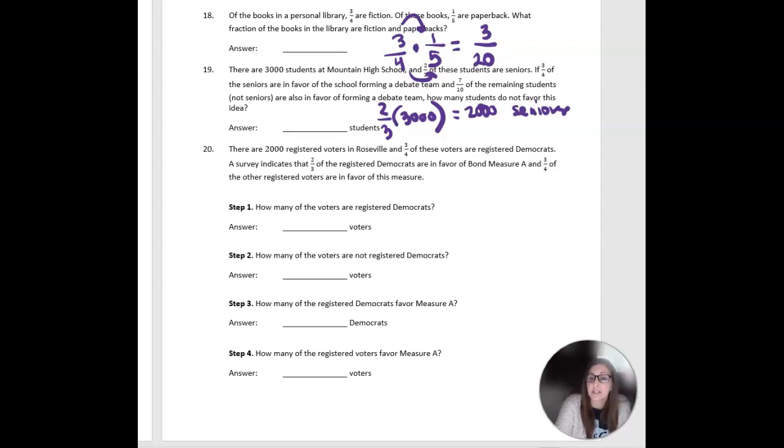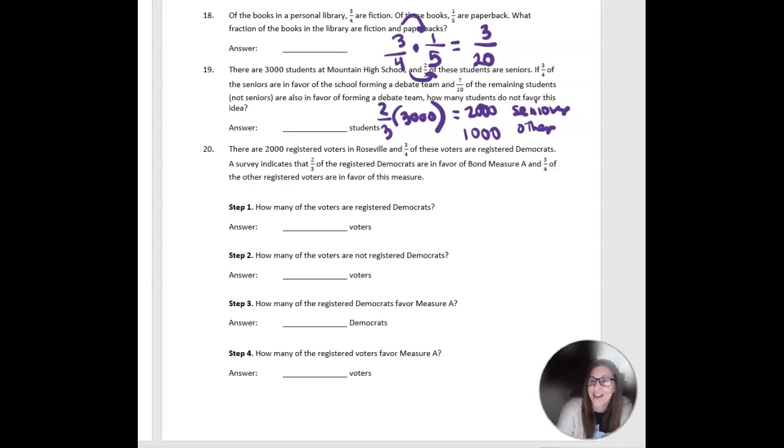Okay, it says 3/4 of the seniors are in favor of forming a debate team, and 7/10 of the remaining students are also in favor. So 3/4 of the seniors, there's 2,000 seniors. There's 1,000 other students because there's a total of 3,000 altogether. So 2,000 are seniors, 1,000 are other. How many students do not favor this idea?